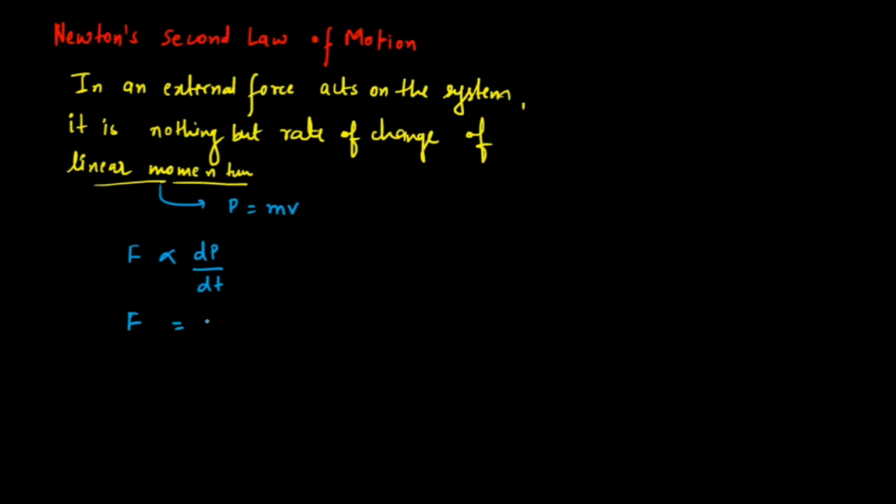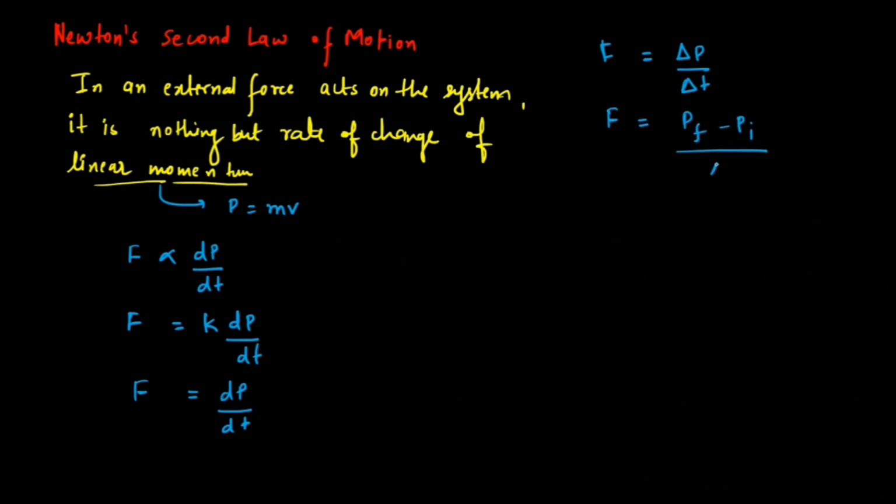So when we remove this proportionality sign, we get some constant k. That constant k is supposed to be one here. So we can write force is nothing but dp by dt, that is rate of change of momentum. We can also explain this as delta p by delta t. We talked about it. Delta p is supposed to be p final minus p initial, that is final momentum minus initial momentum.